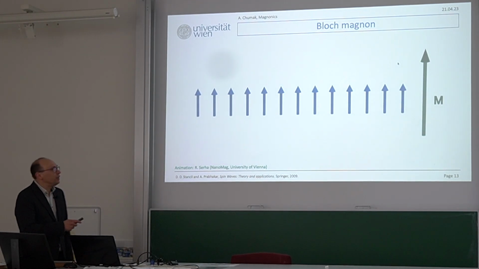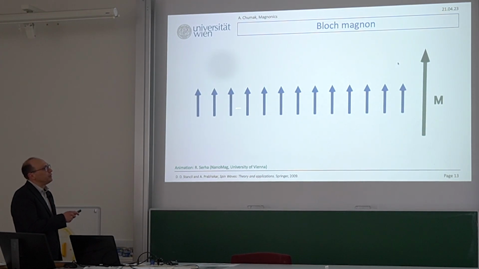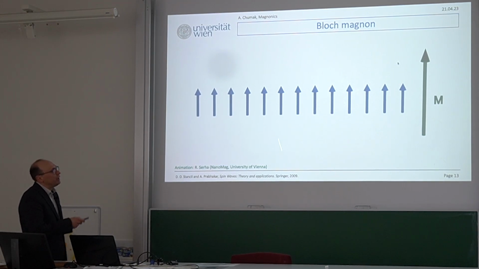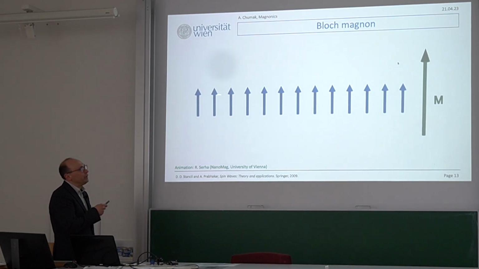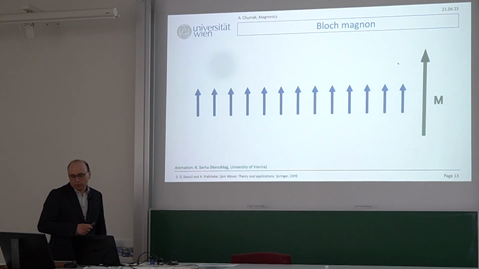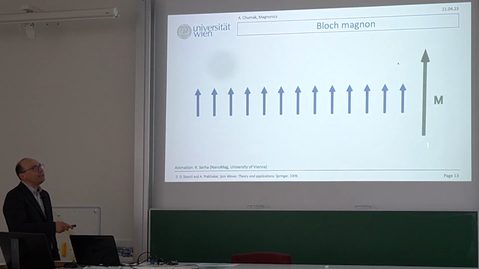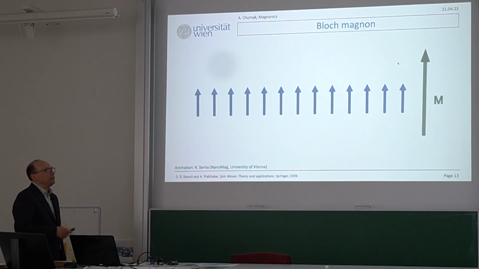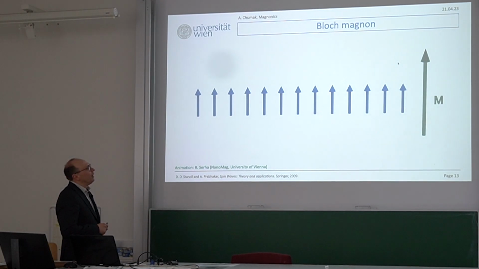Imagine we have a linear chain of spins, like it's shown here, and we apply a magnetic field in that direction, so they are all magnetized in this direction. Then we get a magnetization, which is more or less the sum of all these magnetic moments divided by the length, if it's 1D. And that's what you see here. It's named Bloch magnon.